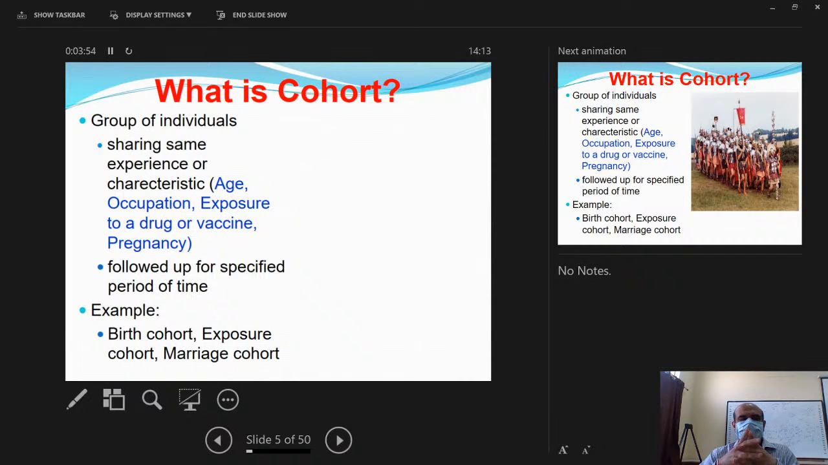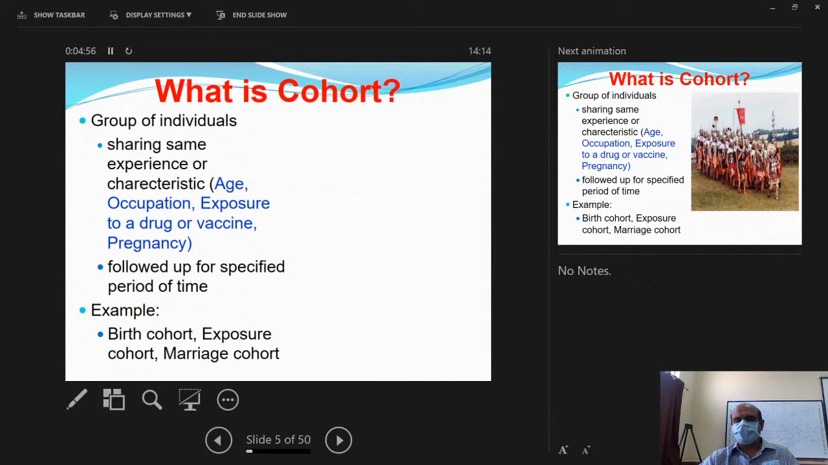What is a cohort? Where did this word come from? A group of individuals sharing the same experience or characteristics by age, occupation, exposure to a drug or vaccine, or pregnancy, for example, and these people are followed up for a specified period of time. For example, a birth cohort means the people who are born in, say, the month of January 2020. And a marriage cohort, like the people who got married in 2020 or maybe in 3 months of winter. You can make cohorts according to your definition and the need of the study.